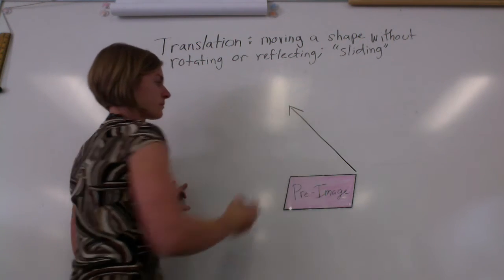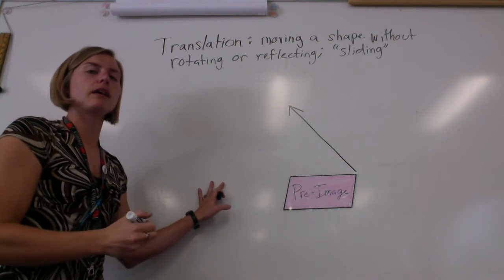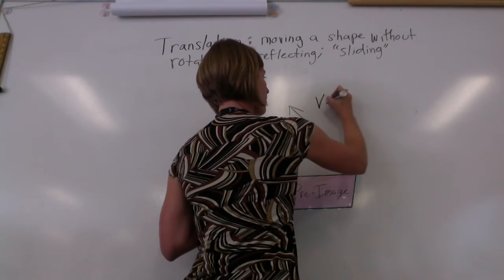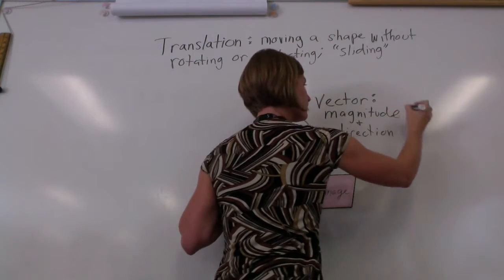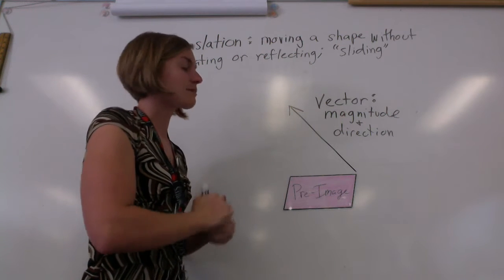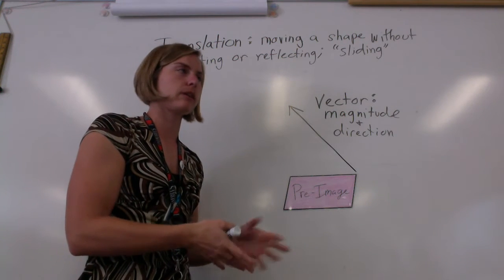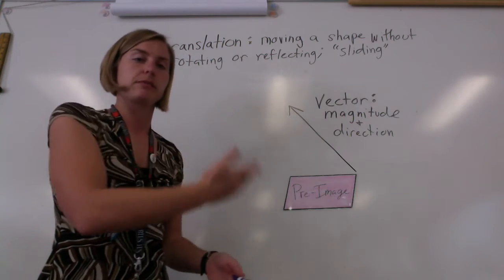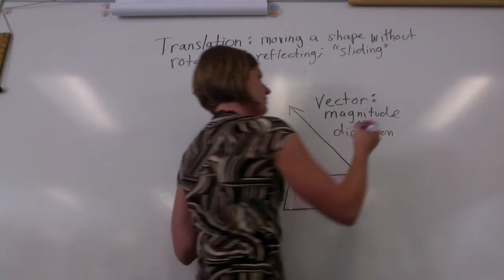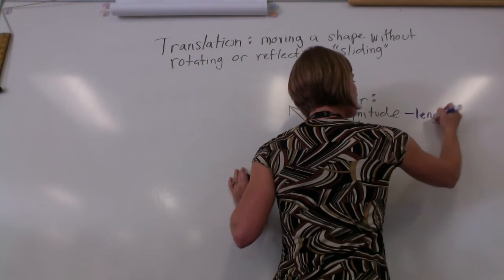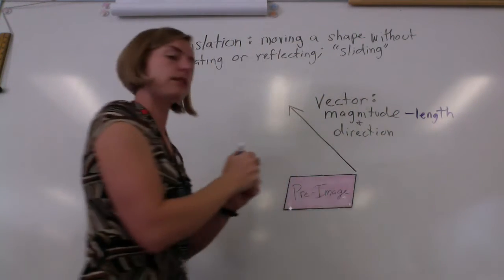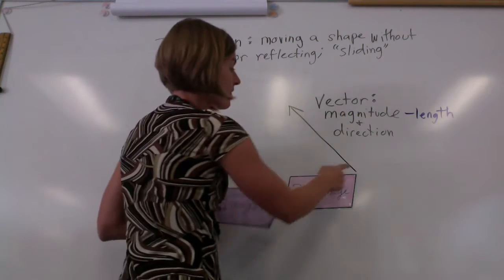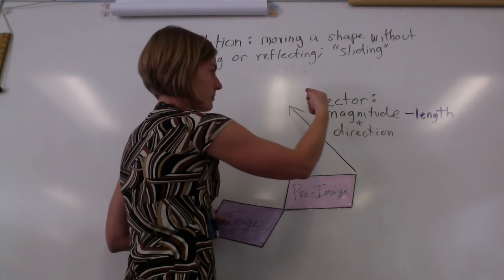this vector. Okay, and while we're at it, let's get down a definition of vector, because I know it's probably been a while. So a vector has magnitude and direction. You're like, okay, that's nice. What does that mean? Well, the magnitude is how long you're moving something, the distance you're moving. Okay, and direction is pretty obvious. So in this case, I want to move this image that far in that direction, okay?